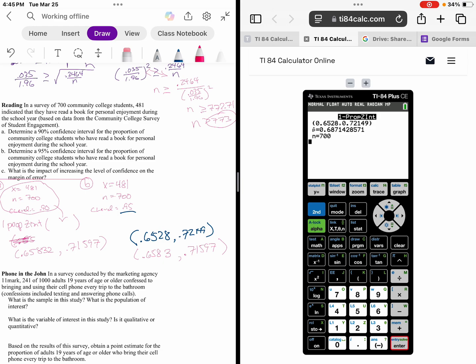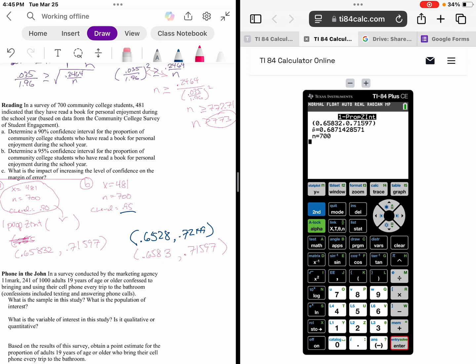As I look at it, I just want to make sure I typed everything in correctly and didn't make a goofy mistake. That looks good. Let me do it one more time with the 90%, just to make sure I didn't have happy fingers. Change that back to 0.9. 0.65832, sure, and then 0.7159.